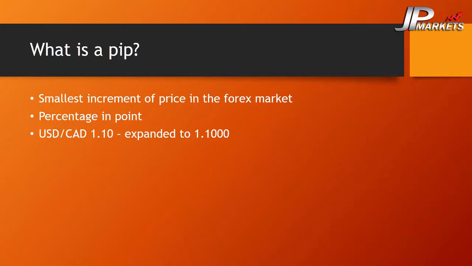The reason why this is a more precise representation is that it allows us to show the smallest possible increment of change in the exchange rate. For example, suppose the currency rate rises from 1.1000 to 1.1001. We could say that the exchange rate rose by 1 pip, the smallest increment of change possible.